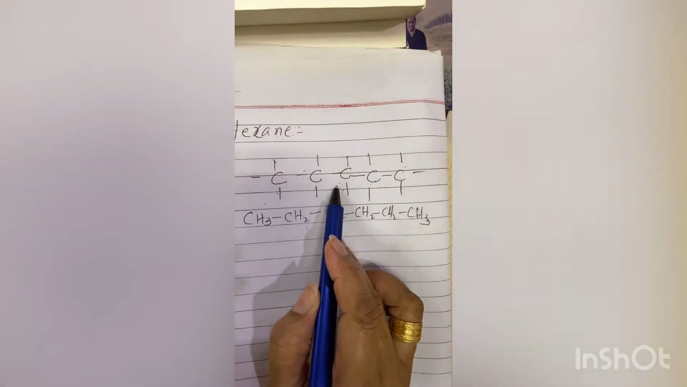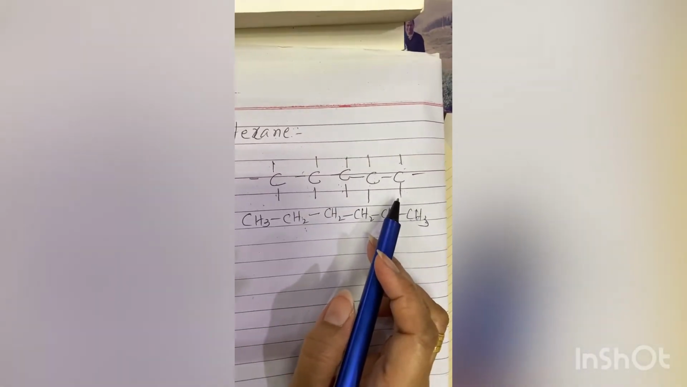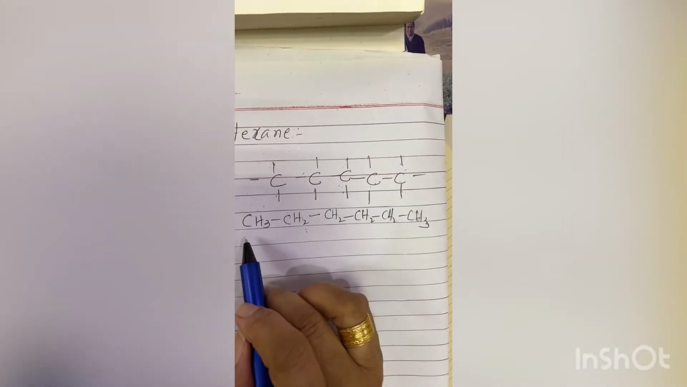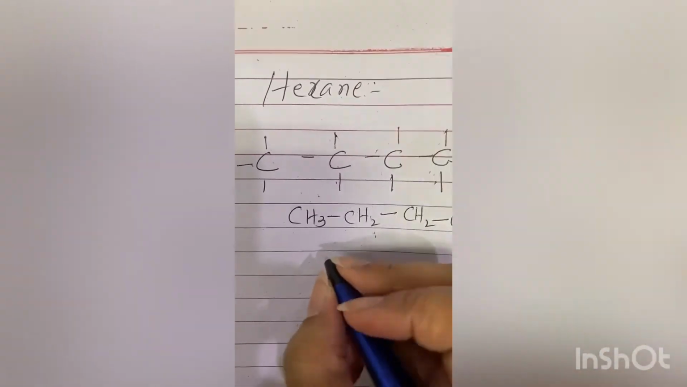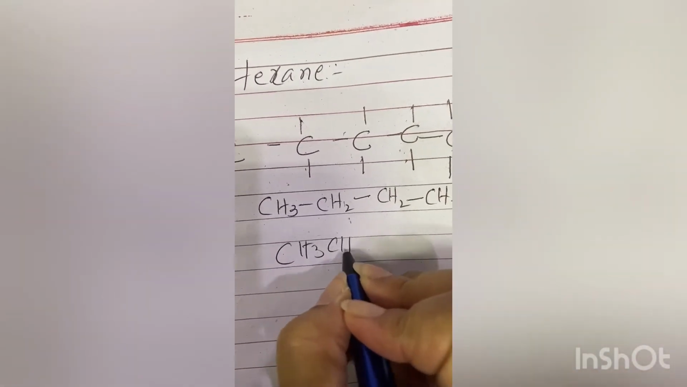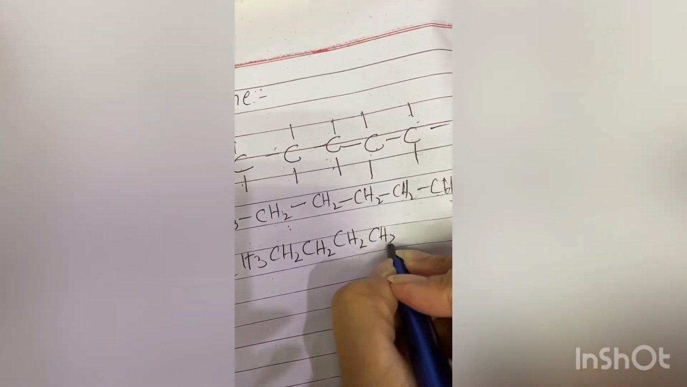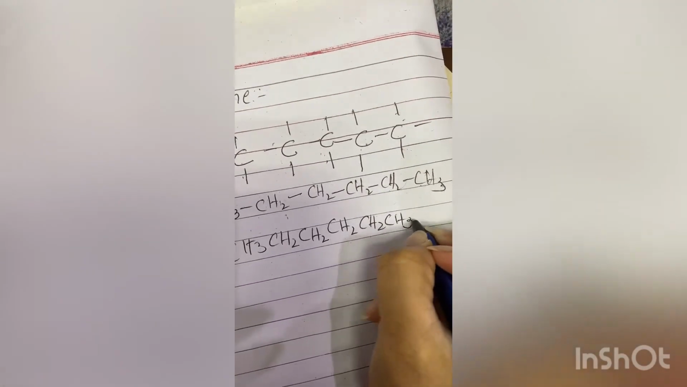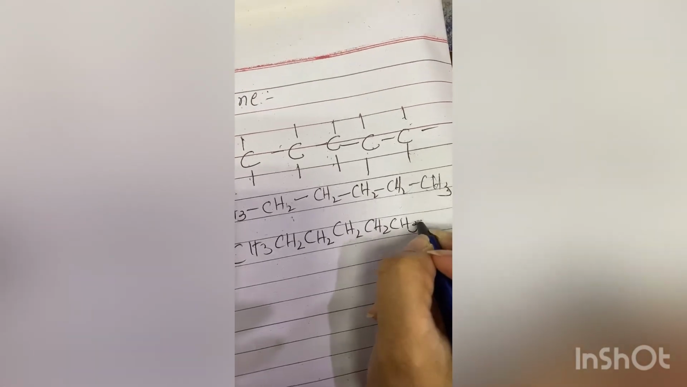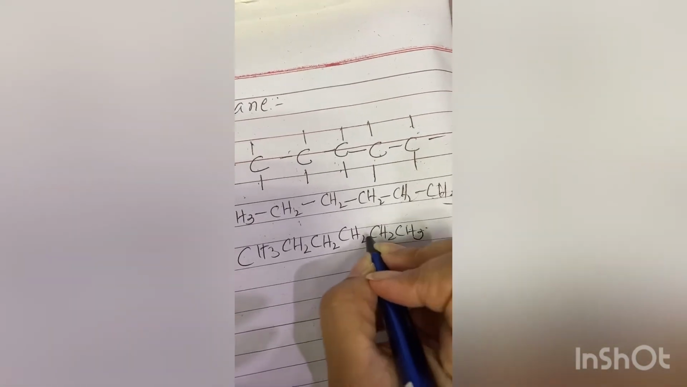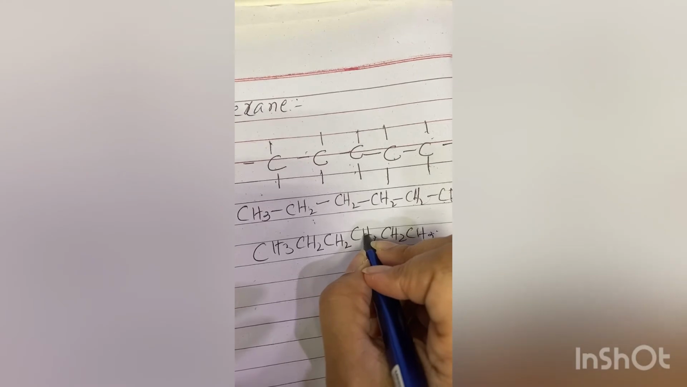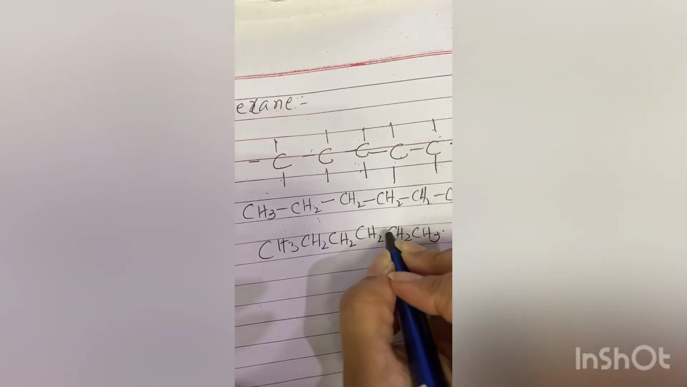And sometimes even these bonds are omitted, right? So hexane can also be written simply like this: CH3, CH2, CH2, CH2, CH2, and then again CH3, right? So this is also the same thing, just not showing the bonds between them. The bonds are omitted here. This is the way we write different forms to save time.